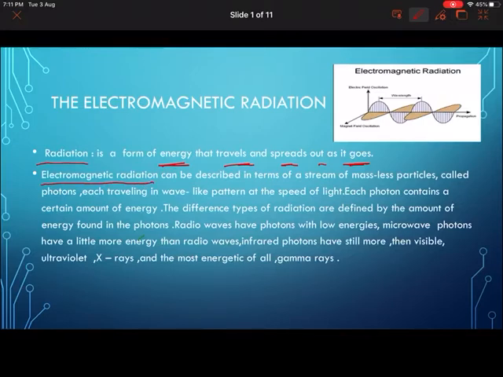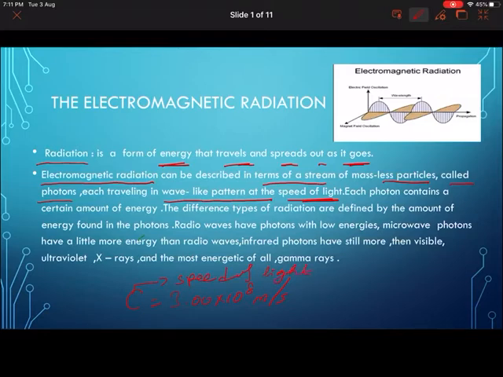If you want to think of electromagnetic radiation, light directly clicks to our mind, because we hear this word a lot. Light is an electromagnetic radiation. How is it described? It can be described in terms of a stream of massless particles called photons. Each photon travels in a wave-like pattern at the speed of light. And we know that the speed of light is equal to 3 times 10 to the power 8 meters per second. C is the speed of light.